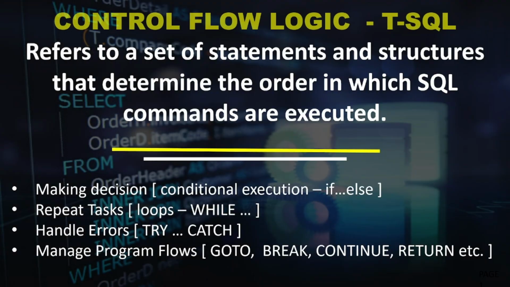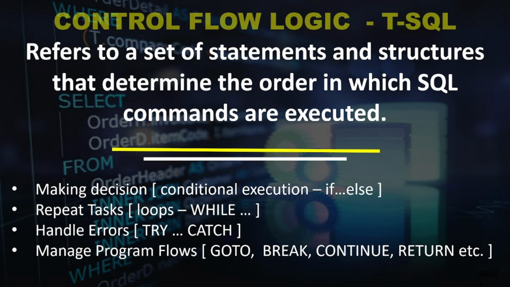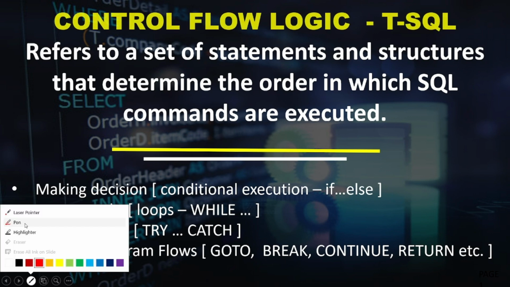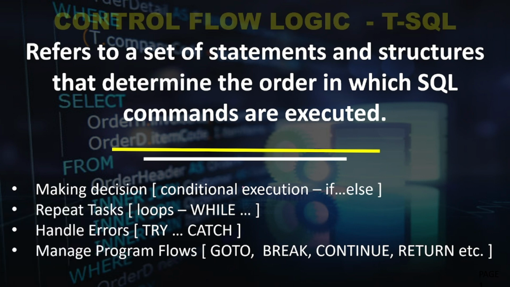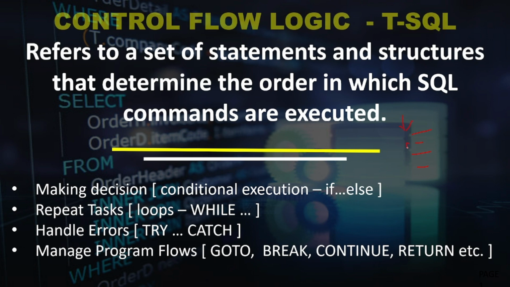Let's get started. Let's try to understand what control flow logic in T-SQL is. They are the statements in a structure that determine the order in which SQL commands are executed. So if you have a script file, maybe a stored procedure or something, and you have lots of logic written there, it controls the flow. Like if the execution is coming from top to bottom, at a particular point, where should it go? Should it go to this section of the code or should it go to this section of the code?